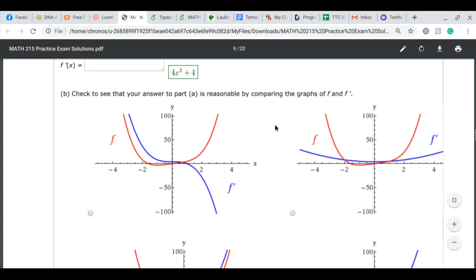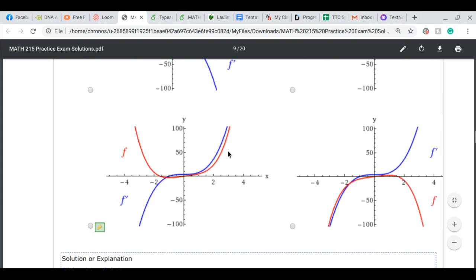f prime does not blast off to infinity when x is blasting off to minus infinity, or when x is blasting off to positive infinity. This is correct. f is okay, like we said. f prime goes from minus infinity, goes back to zero, hits positive infinity. You notice f prime, the blue curve, looks like x cubed, an odd power. f looks like an even power.